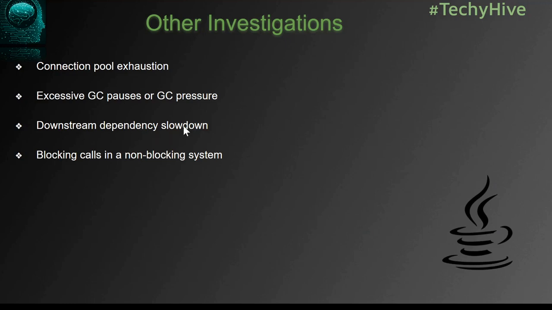Downstream dependency slowdown. Sometimes we are connected to downstream applications, and if a downstream application is slow, then our application will wait for a long time to get the response, and that will increase the application wait time. So if we have any downstream application, then we have to set a specific timeout for that.